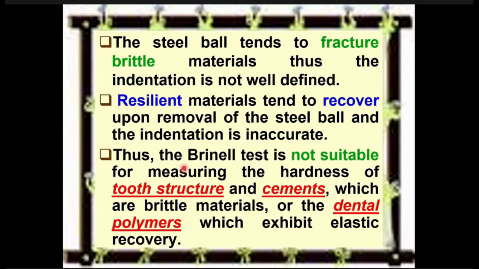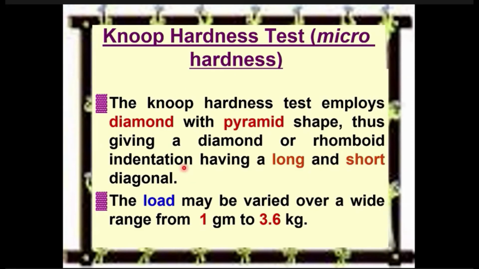We cannot use it for most dental materials and even tooth structure because they are brittle. Once we try to test these materials with the Brinell method, they will get cracked or fractured, which means we cannot get an estimation of actual hardness. And in resilient materials, we will lose the indent size. We cannot measure the area of indentation size. So therefore, we need more methods to measure the hardness, for example, Knoop and Vickers hardness testing methods.